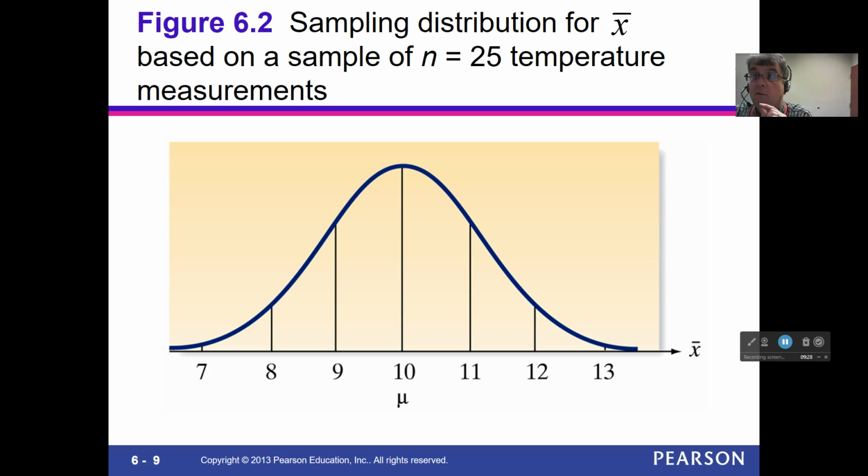We can only fail to reject our null hypothesis that the average temperature is 10 degrees Celsius. We're not proving it, okay? We never accept a null hypothesis. We only reject or fail to reject it. If the sample mean fell way out here, the probability of that happening is so small that we reject the null hypothesis. We say, no, it's not 10. It could be some other number, or it could be greater than 10, okay?